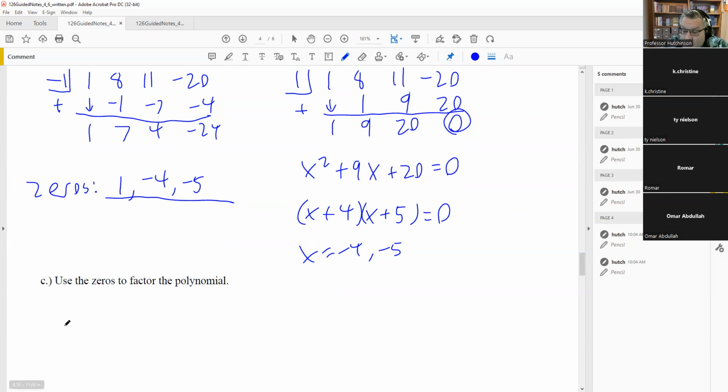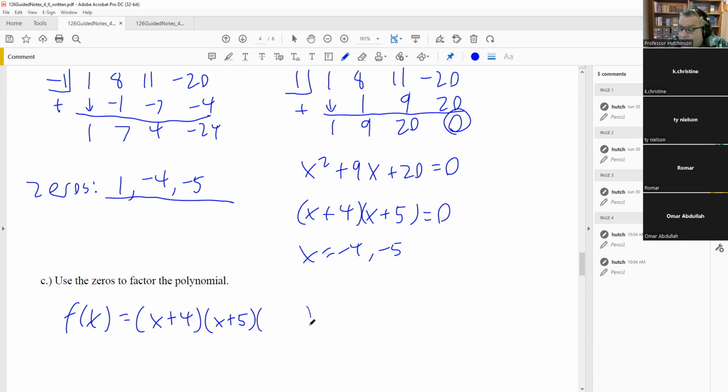So for instance, for this, let's put f of x equals, and then I'm going to put this factored piece that we had from part B in there, x plus 4, x plus 5. I'm going to put that in there right away. Now, we also got an answer of 1 as well.